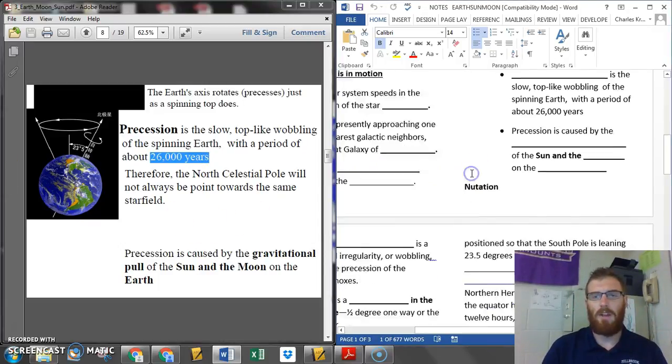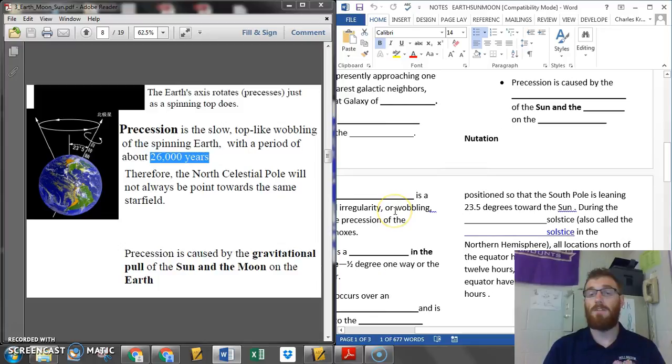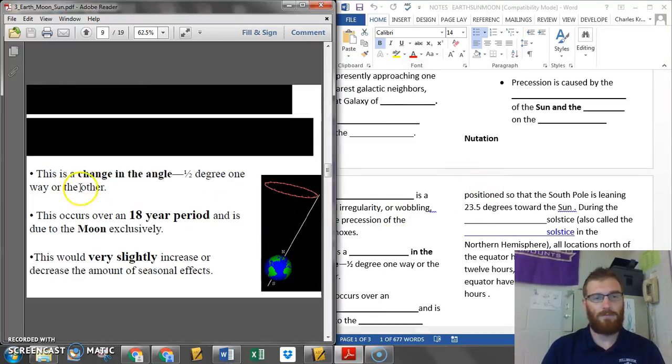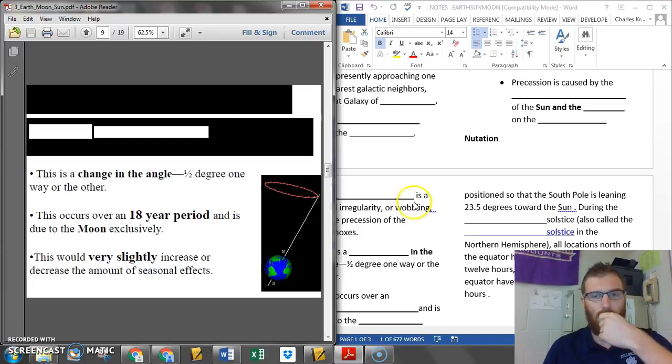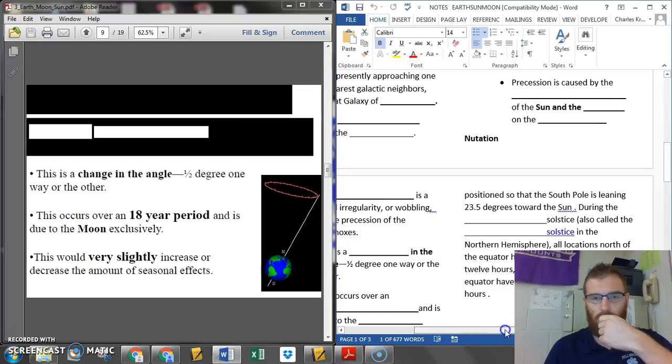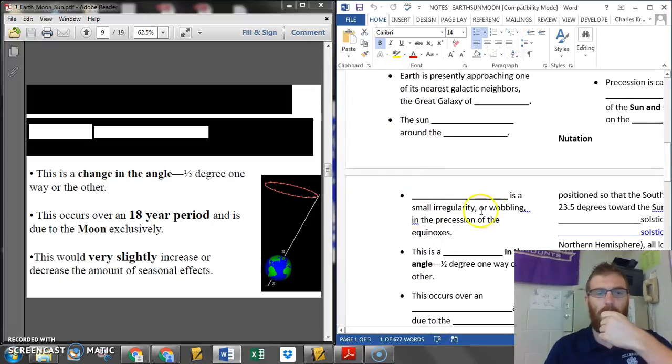Precession is caused by the gravitational pull of the sun and the moon on Earth, which is different from nutation. This should be nutation. Let me move over here. Nutation is a small irregularity or wobbling in the precession of the equinoxes. This should be nutation. I apologize.